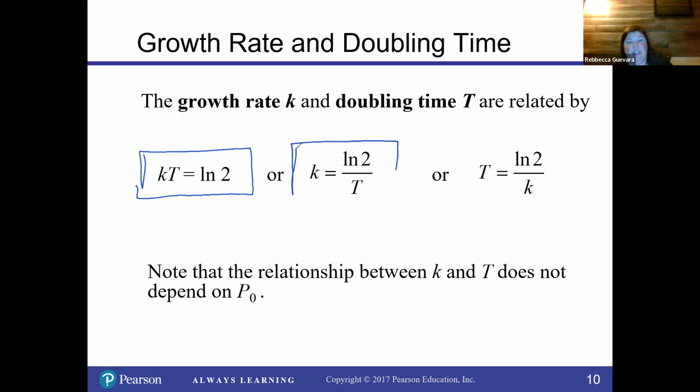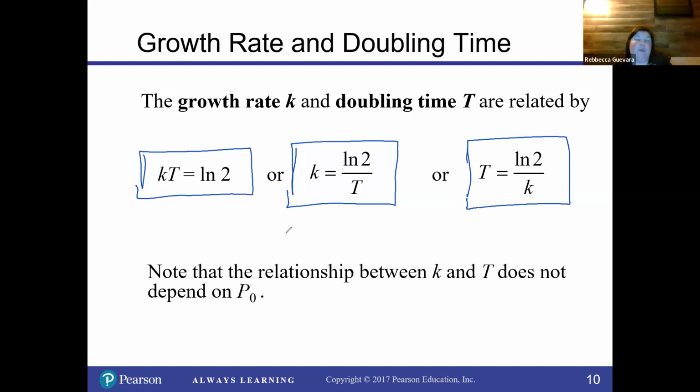If we just want that interest rate or population growth or anything like that, all I had to do is divide by T if I knew what T was. So if I knew my doubling time, K is just natural log of 2 over T. And if I need to figure out my doubling time, I take the natural log of 2 and then divide by K, my rate of growth. Note the relationship between K and T does not depend on P sub naught.